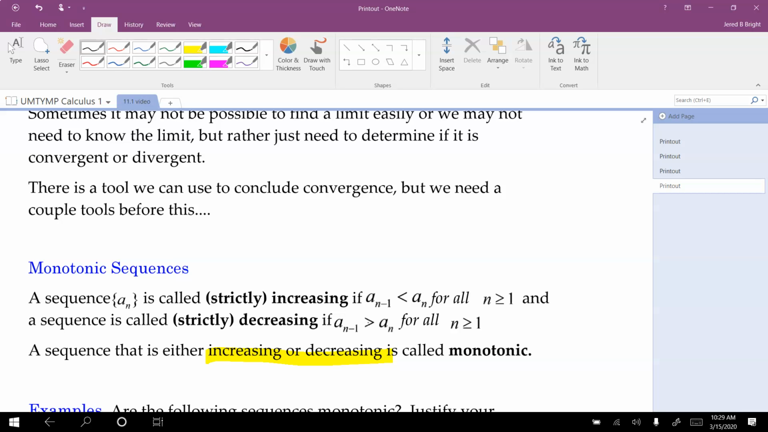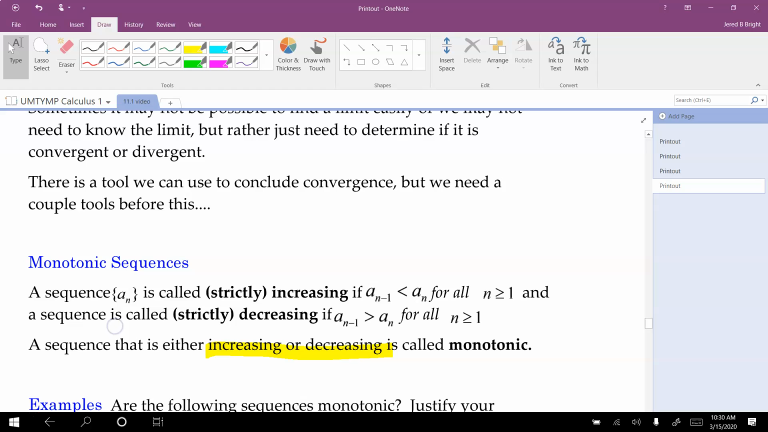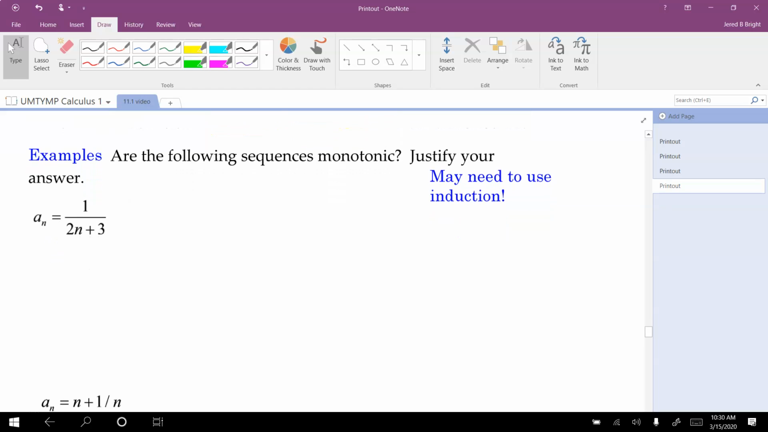And then along with this, we can talk about weakly instead of strictly. Weakly would just be less than or equal to if it was weakly increasing, and weakly decreasing would be greater than or equal to as well. But that's just to familiarize yourself with the language. So we want to figure out whether these sequences are monotonic or not. Here are some examples. Are they monotonic?